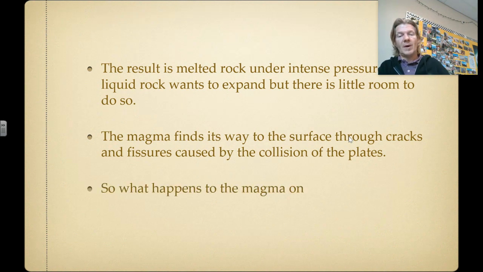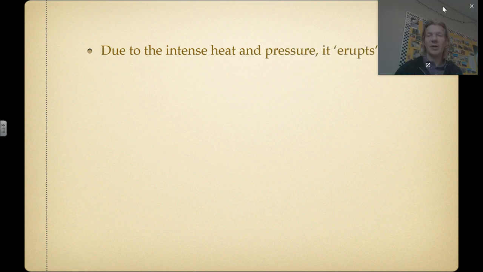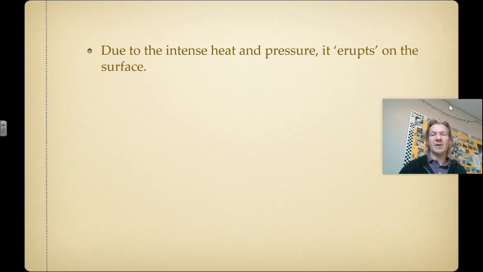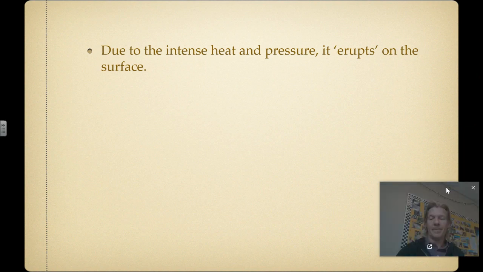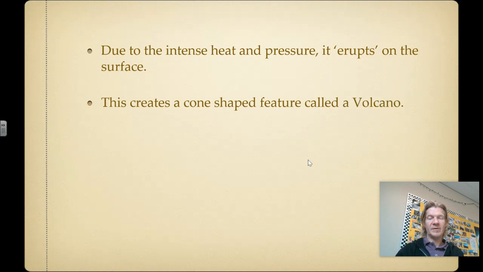So what happens to the magma on Earth's surface? I just told you where we live, or Mount Baker, due to the intense heat and pressure, it erupts on the surface. This creates a cone-shaped feature called a volcano. We've seen them before. You can see it on a regular day, especially maybe even today, you'd be able to see it out there. You see Mount Baker.